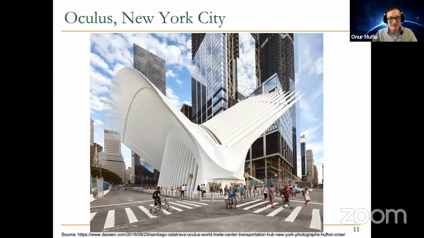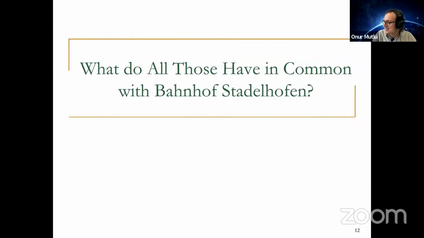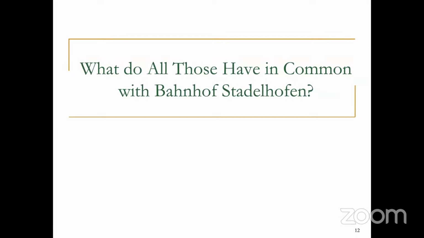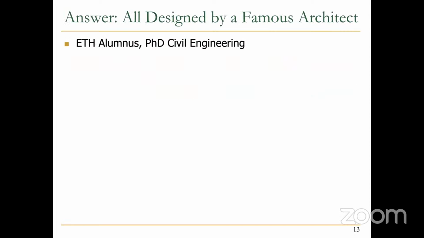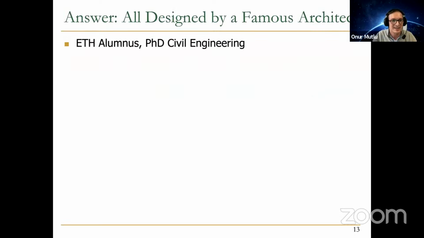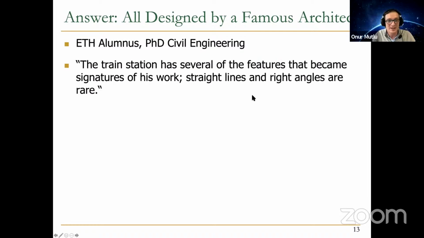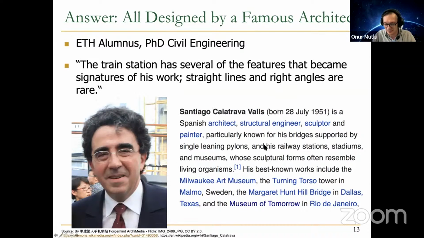But basically, what all of these have in common is really the architect, as a couple of people suggested. I think I couldn't see all the responses over here, but this is the next question. What do all of these have in common with Bahnhof Stadelhofen? And that's really the architect. And the architect is an ETH alumnus. He got a PhD in civil engineering a while back. And basically, this is what's written. The train station has several of the features that became signatures of his work. Straight lines and right angles are rare. And this is Santiago Calatrava, as some of you mentioned.